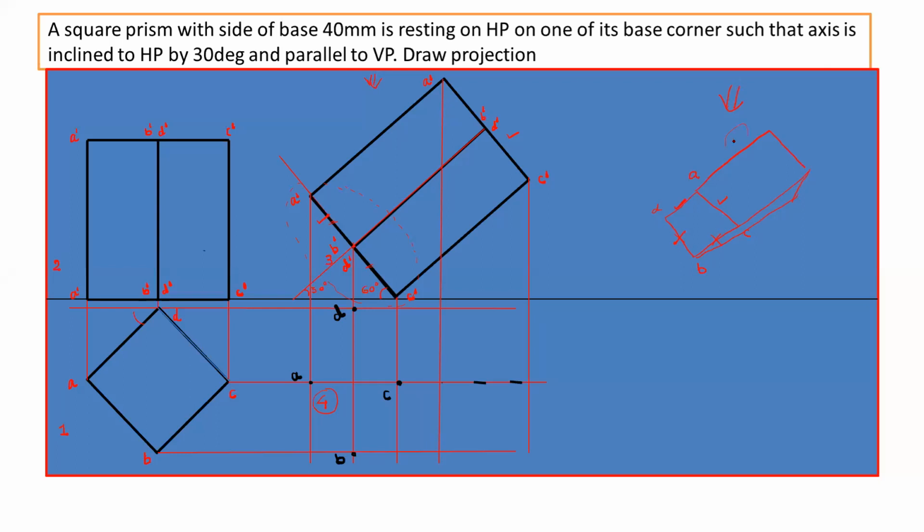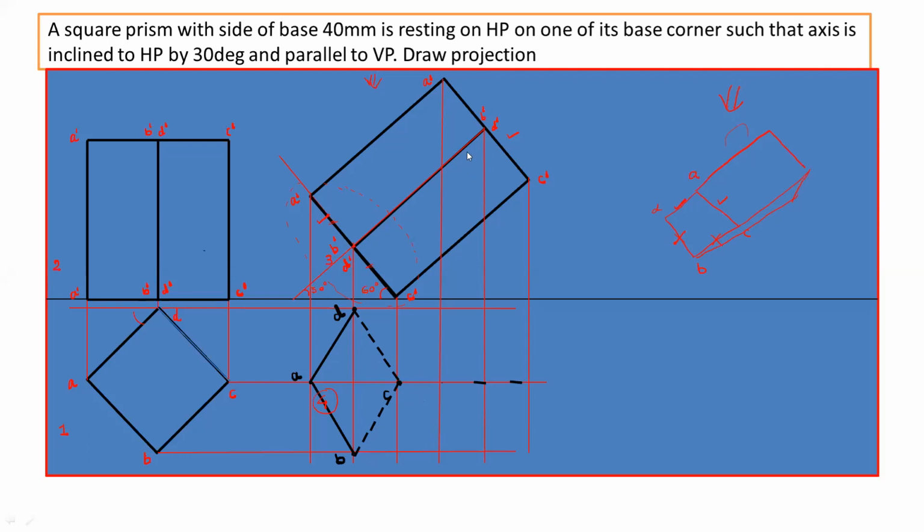So this is visible, this is also visible. DC is the hidden edge, so show this by the dotted line. This is called a dash line, and this is also hidden, that is BC. So you can observe in 3 dimensions.